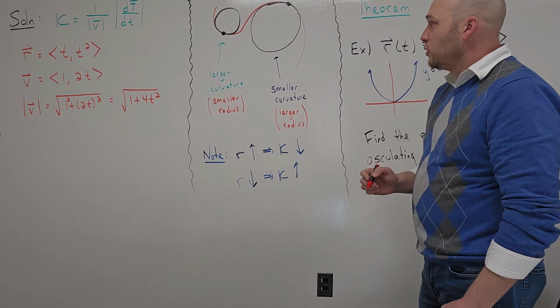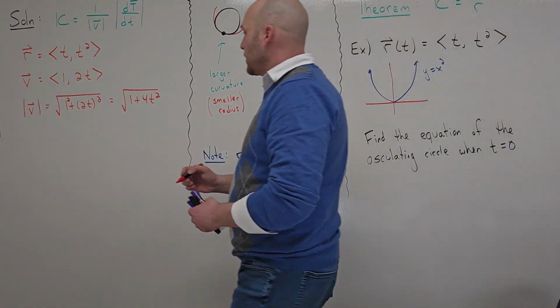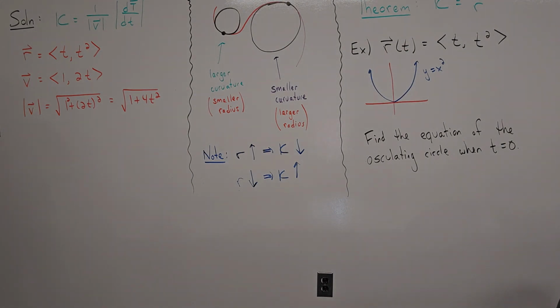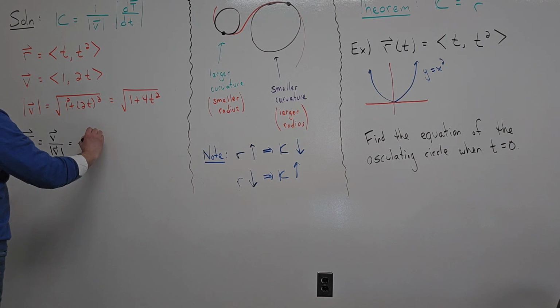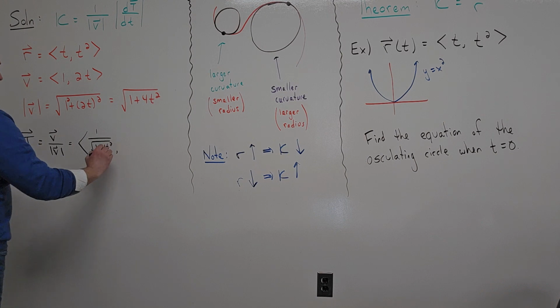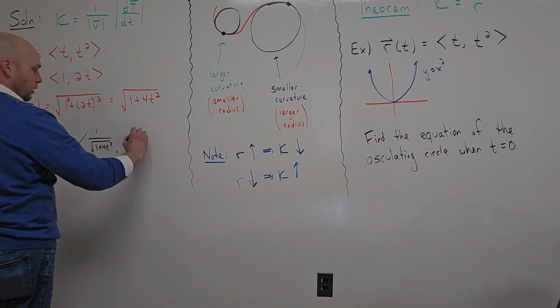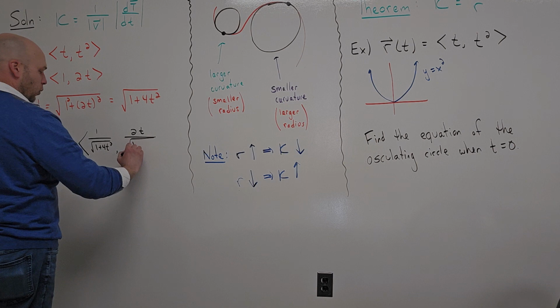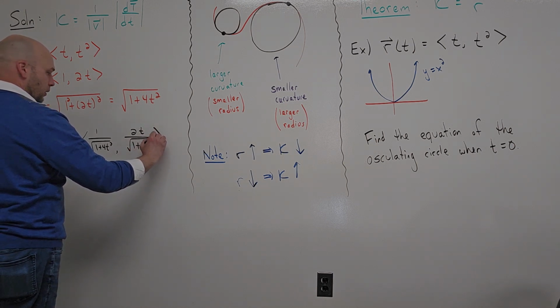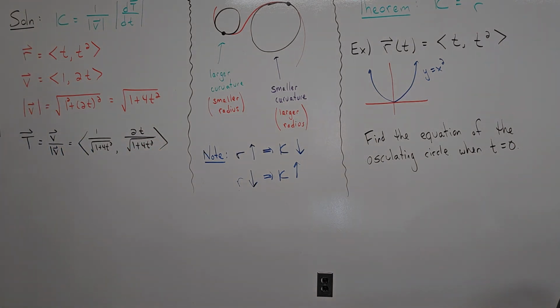And then I need the unit tangent vector. Remember, the unit tangent vector is given by the normalized vector v. So the unit tangent vector is given by v over the magnitude of v, which would give me 1 over the square root of 1 plus 4t squared. And then the second component would be 2t over the square root of 1 plus 4t squared. So there's the unit tangent vector.